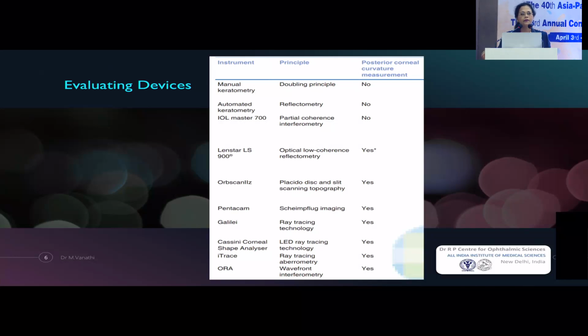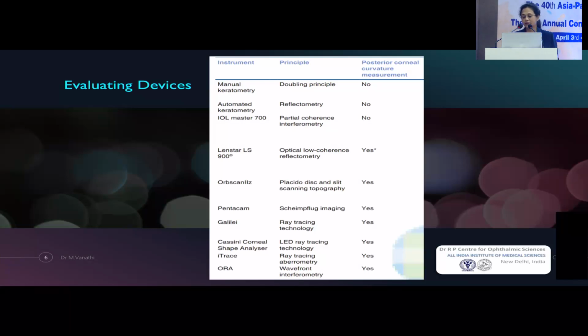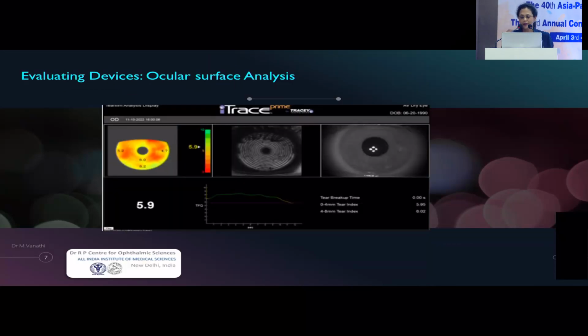You need to know the evaluating devices which will help you to estimate the amount of pre-existing corneal astigmatism. The devices you have in hand are simple manual keratometry and automated keratometry, whichever device you choose, either IOL Master 700, Lenstar 900, or other entrants which are there. You have the OPD-Scan 2, the Pentacam, the Galilei, the Cassini analyzer, eye tracing, and intraoperative aberrometry in the form of the Aura. These are the various devices which I have used and have experience with, and they will help you estimate the quantum of preoperative astigmatism.